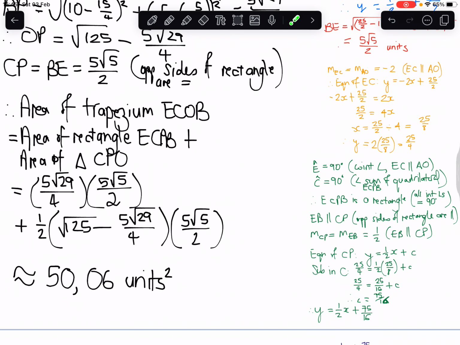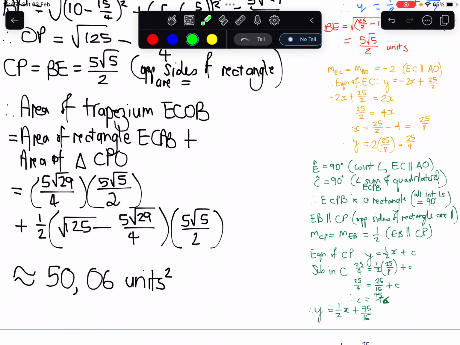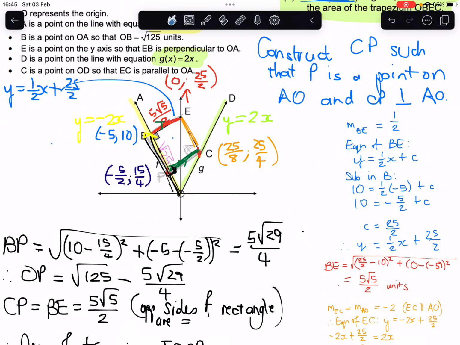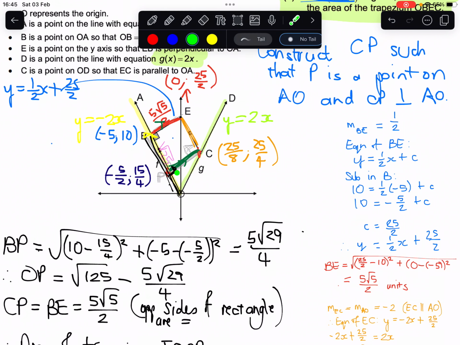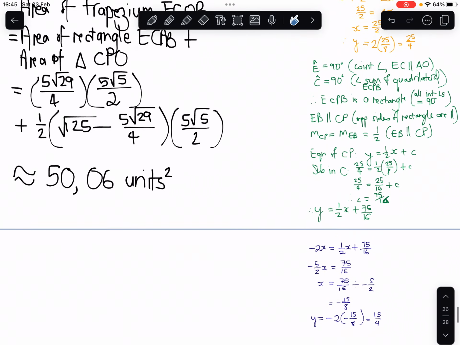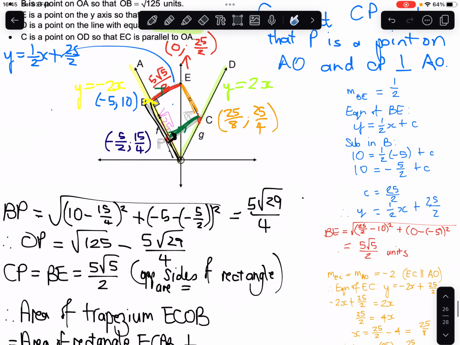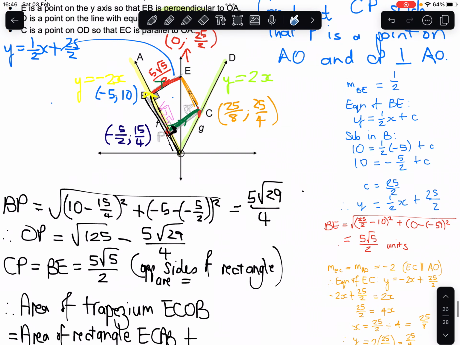So the equation of the line CP is y is equal to a half x plus 75/16. Okay, right, and we did all of that so that we could figure out the coordinates of P. So we figured that out by... Oh, I was about to have a heart attack.